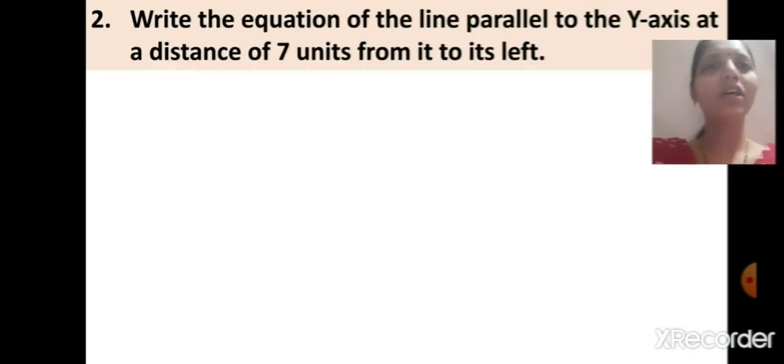Now let's solve the next question. Write the equation of the line parallel to the y-axis at a distance of 7 units from it to its left.